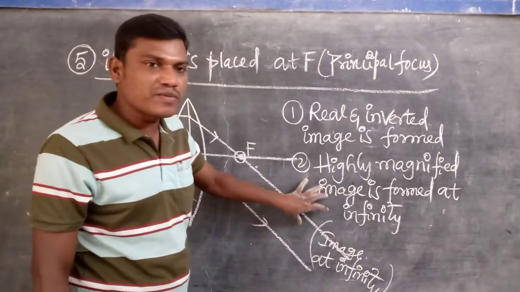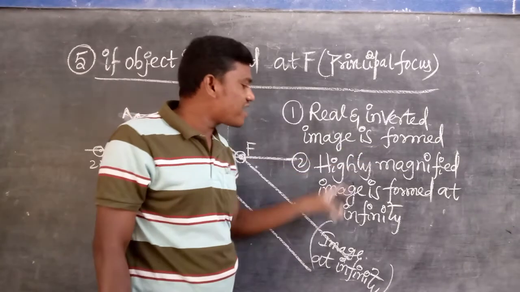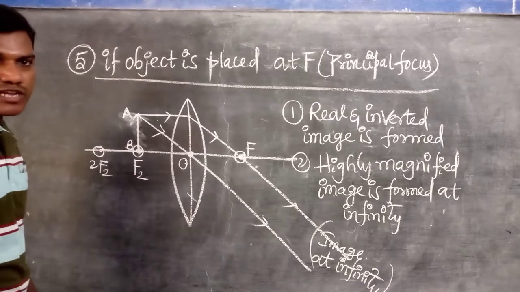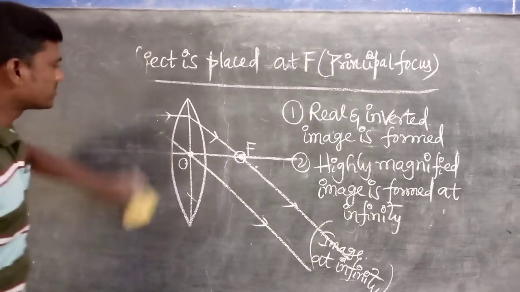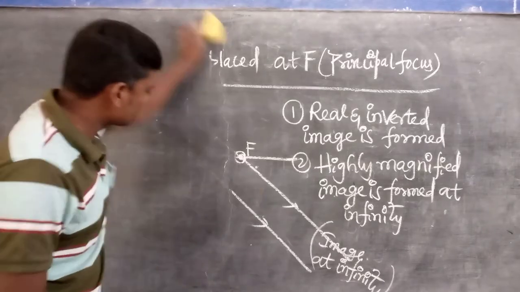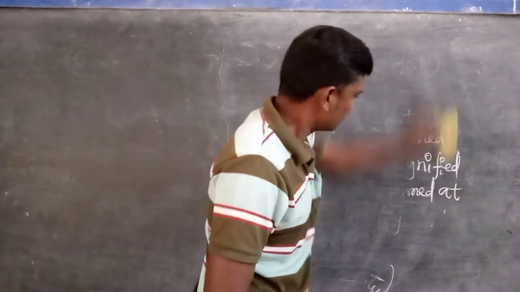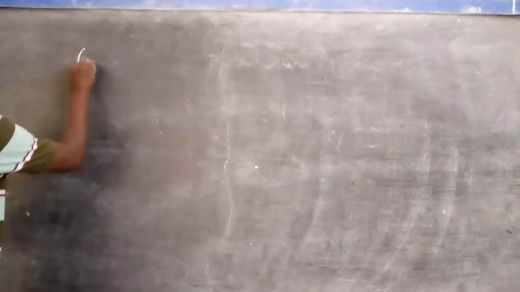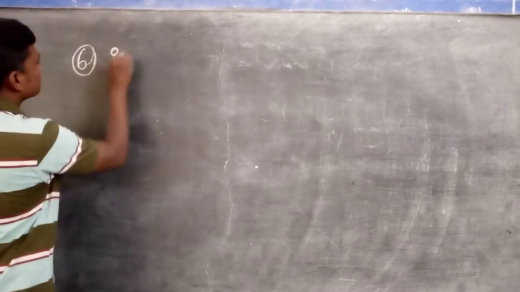Next, which type of image is also formed at that position? A highly magnified image will be formed at infinity. This type of arrangement is what you observe in collimator spectroscopy, in science laboratories, mainly in physics. And the last one, that is the sixth one, is very important. The third diagram and the sixth diagram, these two are very, very important.